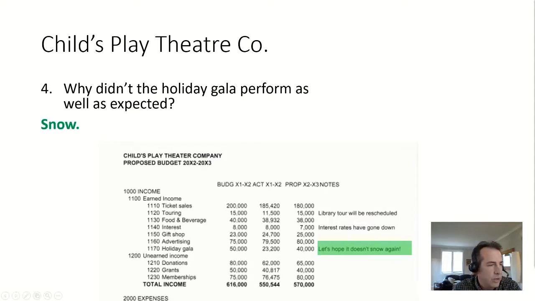Also, we were talking about the touring revenue and why that was short last year. It looks like for some reason there was a library tour that didn't happen this year, and it's been rescheduled for this year.